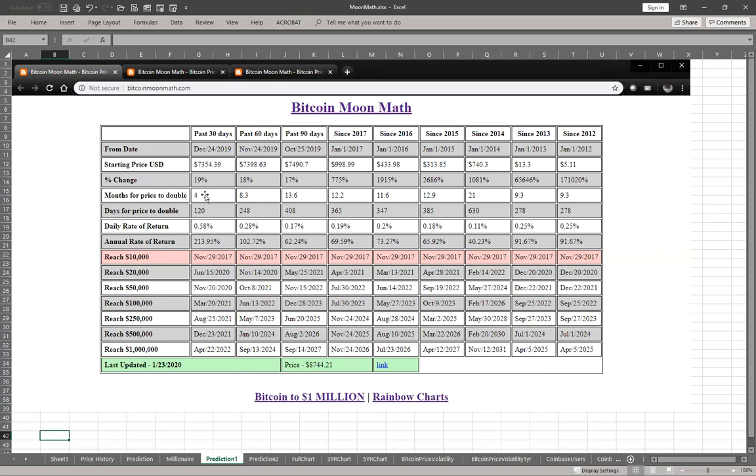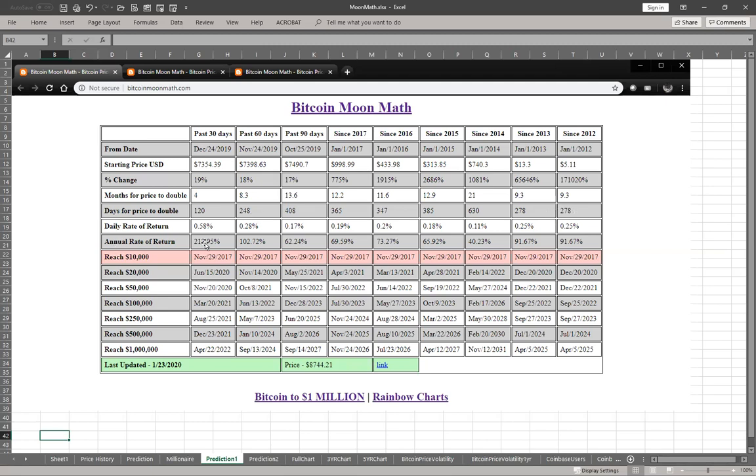Right now we're on a good run, 19% up in the last 30 days. Again, this is based on the price at the open at 8,700 earlier today. The daily rate of return shows how long it takes for the price to double, 120 days. But if you go back to 2013 or 2012, it'll double every 300 days, about 278 days.